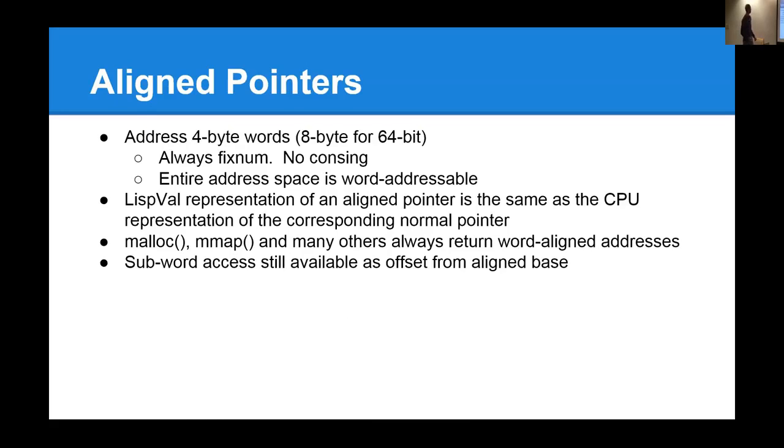So what we do to compensate for that is we use aligned pointers. An aligned pointer is an address that accesses word size units. So normal pointers point at bytes, right? Aligned pointers point at words. So basically an aligned pointer is an index, a word index into memory. Because of that, they're always fixnums. You can access the entire address space using a fixnum aligned pointer without consing.